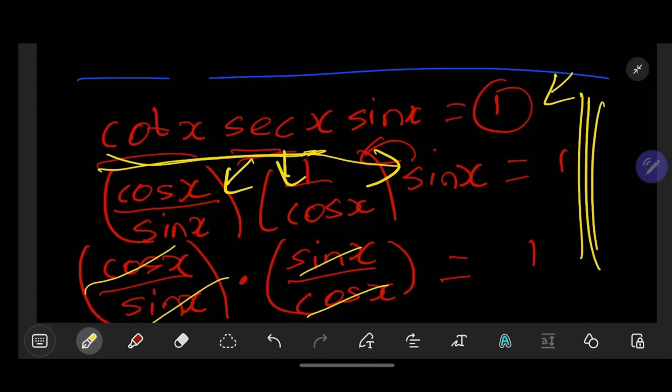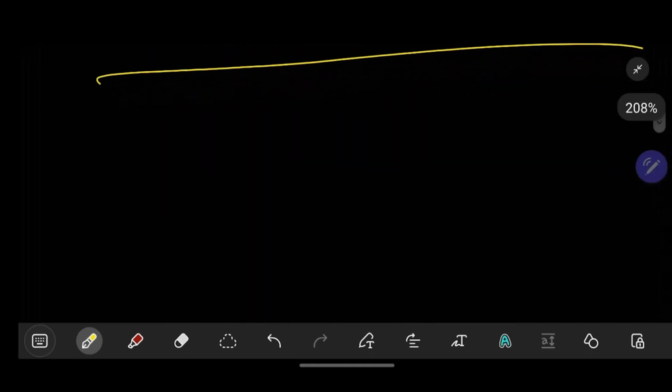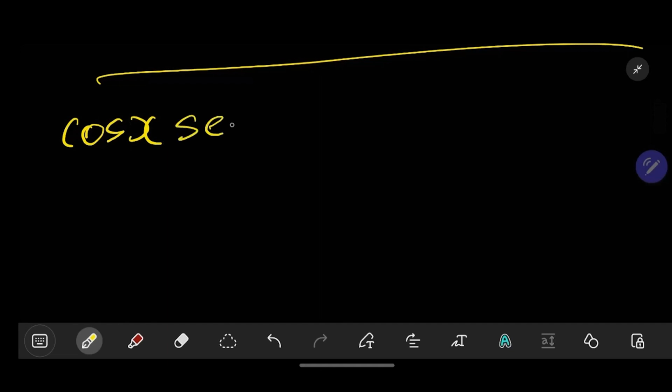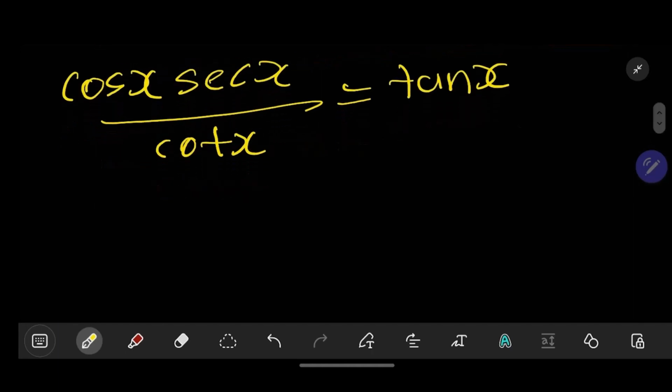Okay, so let's look at another one. Let's say we have cos of x, sec of x, all over cot of x. He's saying this is equal to tan of x. Now we can choose the right hand side, but we know that if you choose the right hand side, tan is sine over cos, and we can't do much with that to get that into this formula on the left. So let's choose the left hand side.